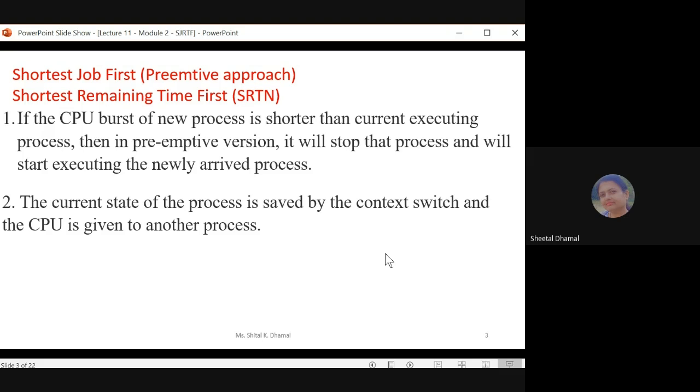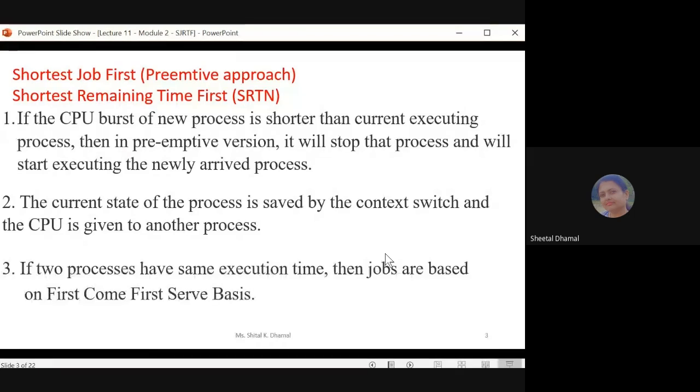When the process is preempted from the CPU or from the run state, then your context switch process will save the current state of the process which is currently utilizing the CPU. Then that process is preempted and again placed into the ready queue. But now how is this preemptive approach used by the shortest job first algorithm?